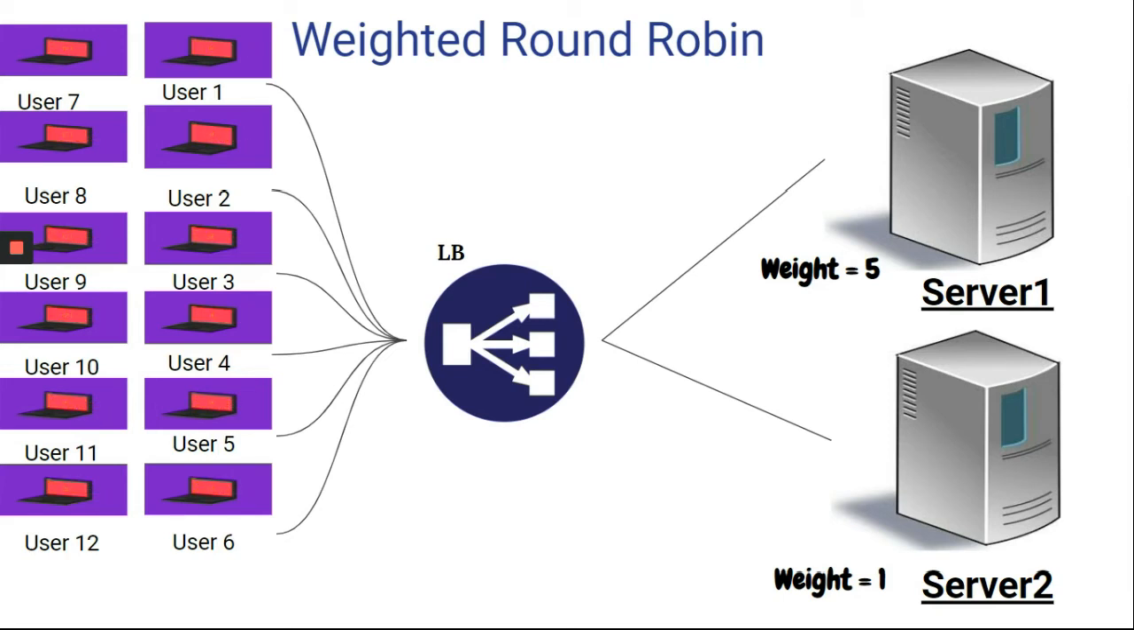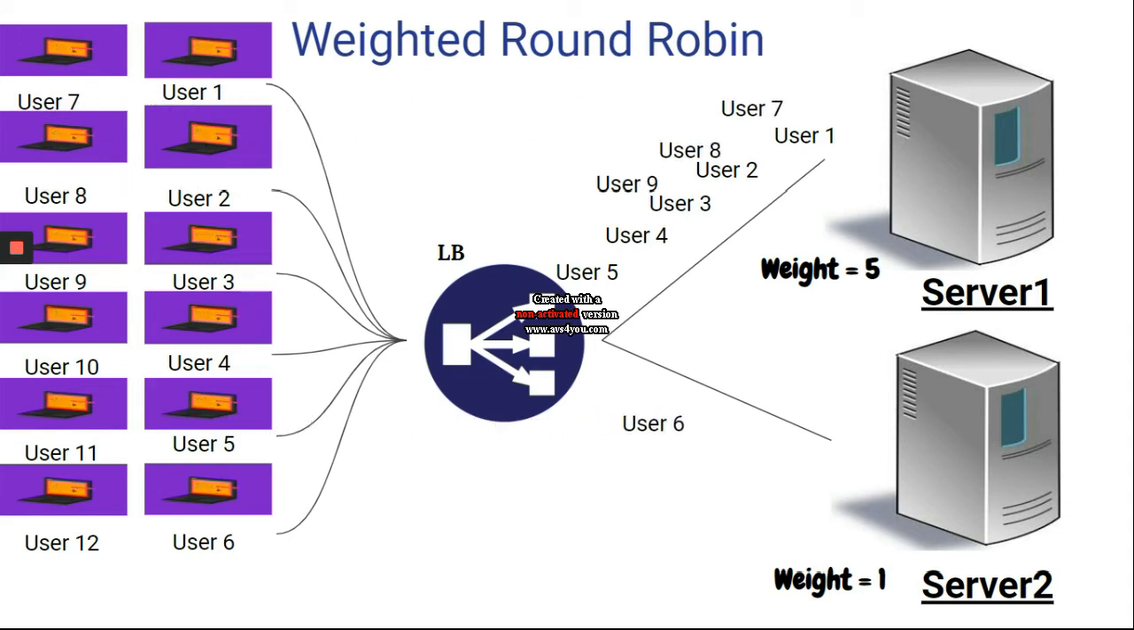So if server 1 had a capacity that was 5 times greater than server 2, you would assign a weight of 5 to server 1 and a weight of 1 to server 2. So when the requests start to come in, the first 5 requests will be assigned to server 1. And then the 6th request will be routed to server 2. And the 12th request will also be routed to server 2.